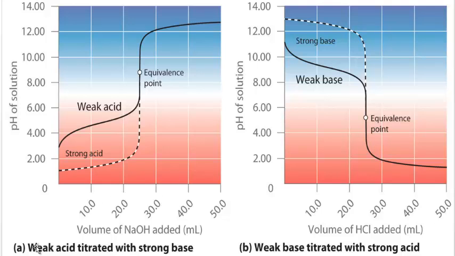In this slide, we take weak acid titrated with a strong base, or weak base titrated with a strong acid. It is a strong acid curve, but it is a weak acid curve. This is a big difference between them. In this case, there is a sharp change in the strong, but the change is not sharp in the weak. As we can see, the second graph also indicates so.